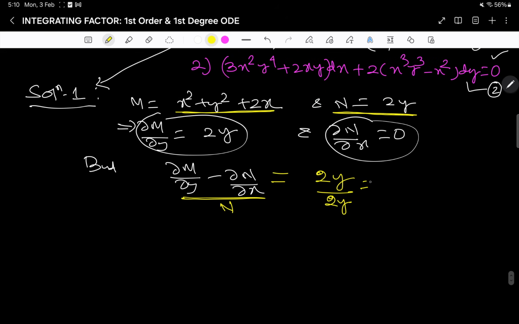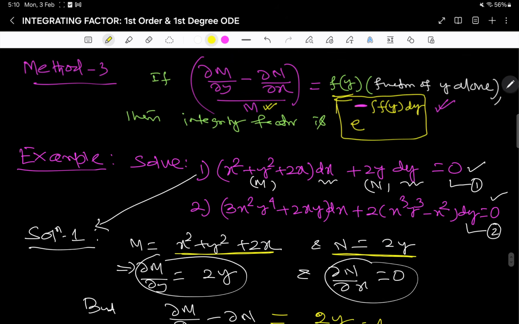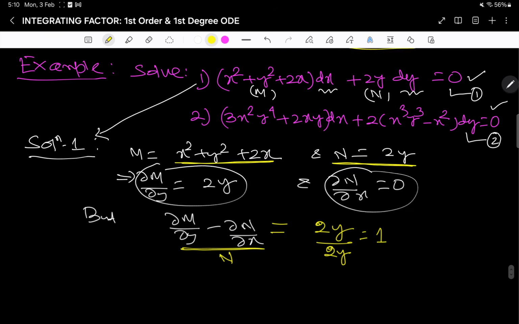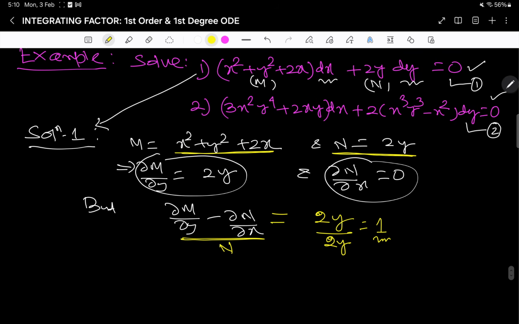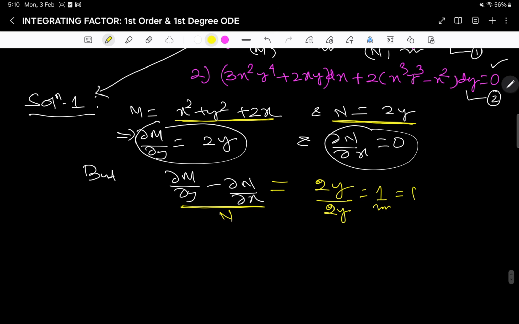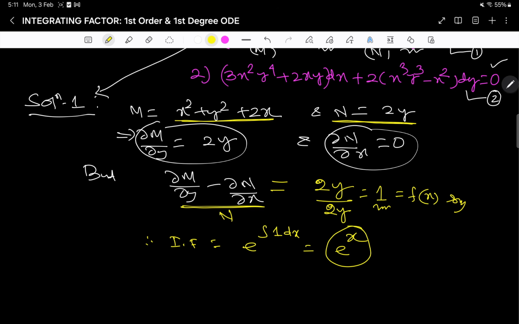Dividing by N, which is 2y, we get 1. So looking into this, we decide whether we divide by M or we divide by N. So you see, division by N needs a function of x. So it will be treated as a function of x only. So you say f(x) is 1. So therefore the integrating factor is e to the power integral 1 dx. Okay, so this is e to the power x only. So this integrating factor is e to the power x.